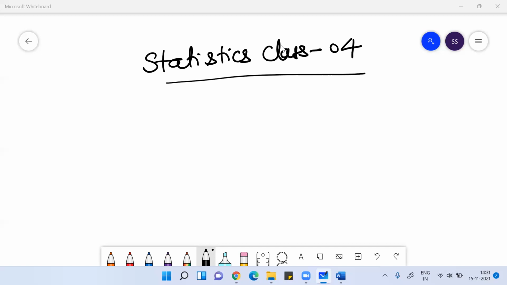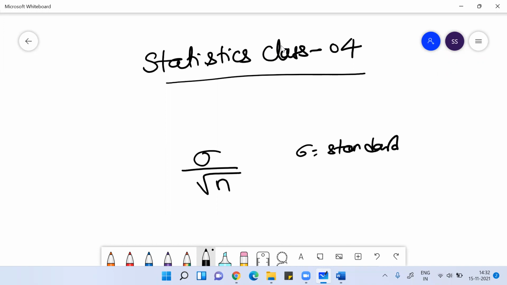Whenever we work on a sample, there's a tendency that the sample may have an error, which we call a sampling error. To measure the sampling error, we use a formula called sigma by root n, where sigma is the standard deviation of the data. So we follow this sigma by root n, where n is the number of data points, which measures the sampling error on the data.